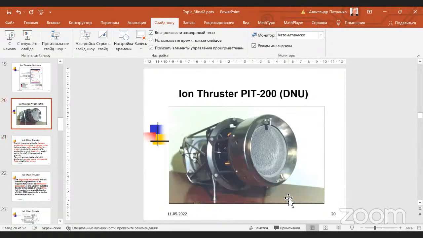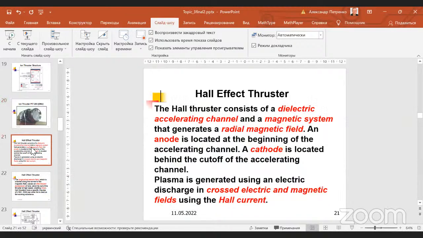Oh, excuse me. Here you can see only the optical ion acceleration unit. And you can see here the screen grid, which consists of many holes which accelerate ions.